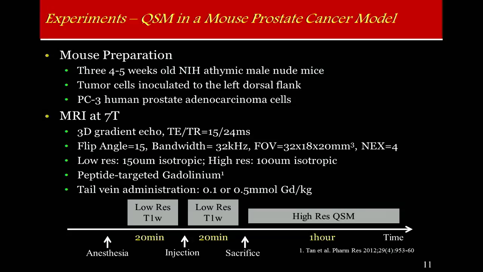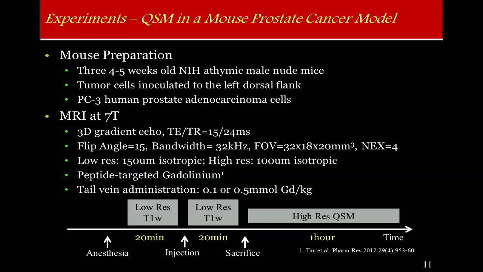In this study, we aim to quantify the peptide-targeted gadolinium-based contrast agent in a mouse prostate cancer model. PC3 human prostate adenocarcinoma cells were inoculated into the left dorsal flank of 4 to 5 week old NIH athymic male nude mice. After the tumor had grown to 3 to 5 millimeters in diameter, in about 3 weeks, we imaged the mice on a Bruker 7.0 Tesla scanner.